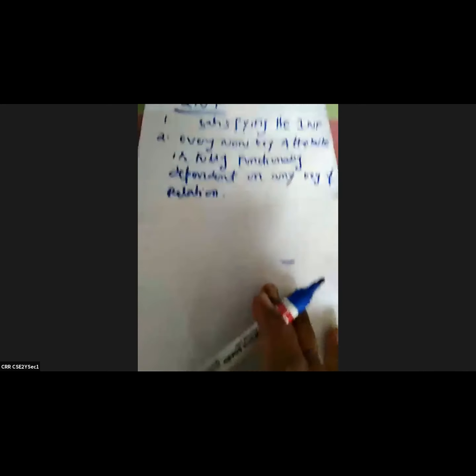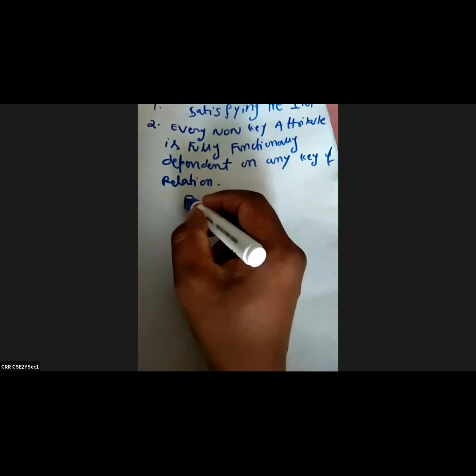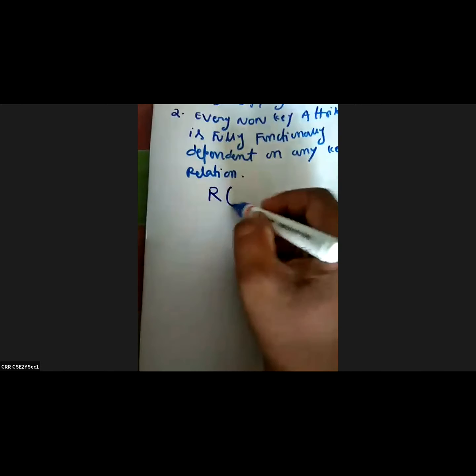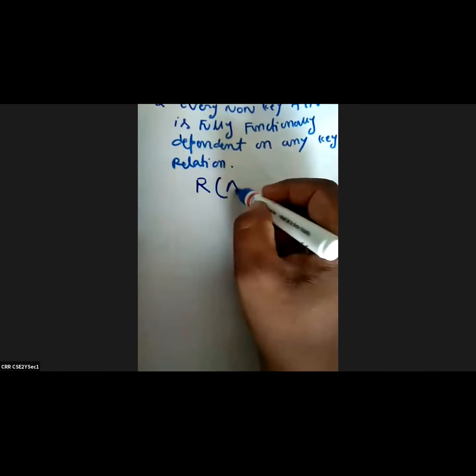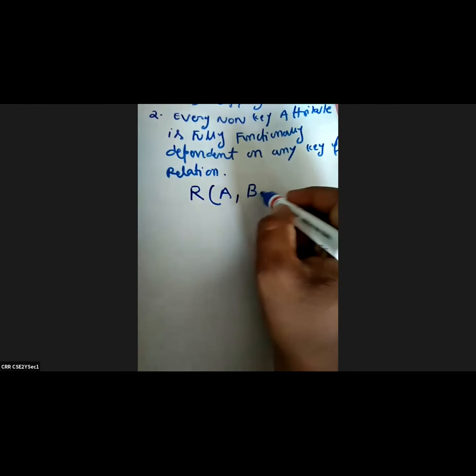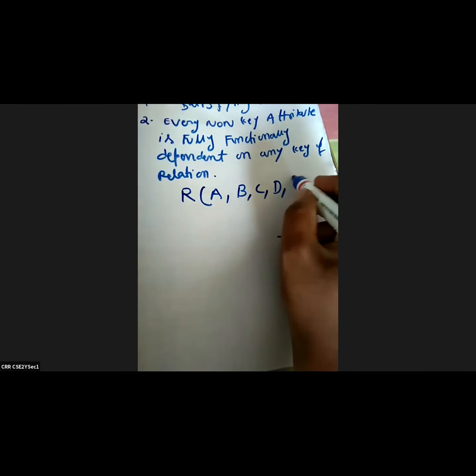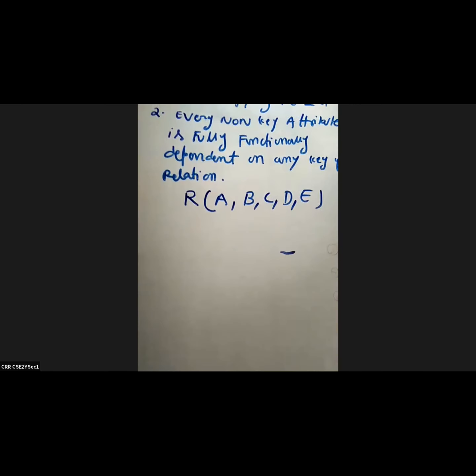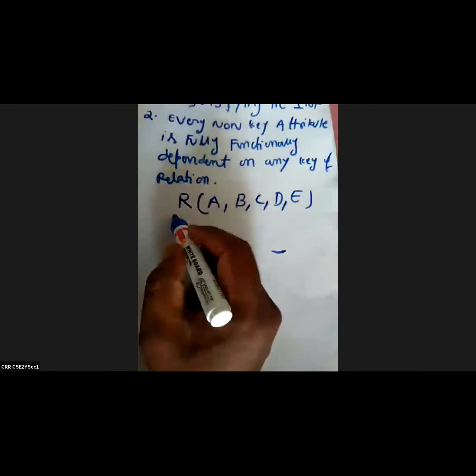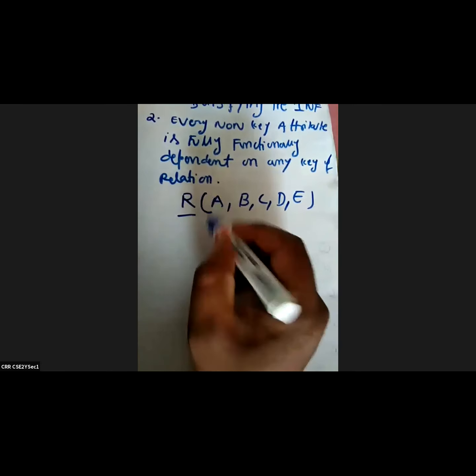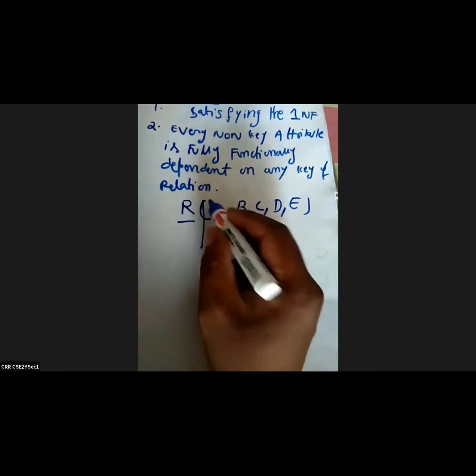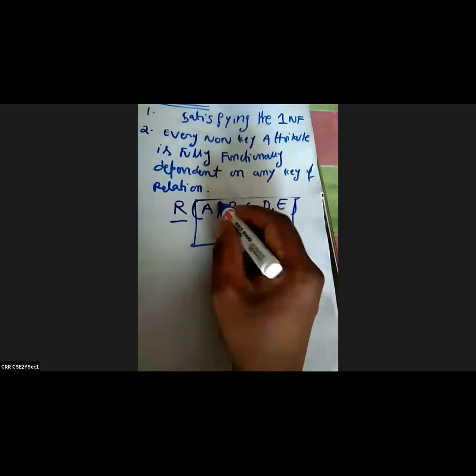Okay, for example, now we try to consider one example. Here I am considering one table. The table name is R. Here I am considering some columns also: R of A, B, C, D, E. For example, I consider the table like this. What does it mean? The table name is R, and these are the columns for this table.